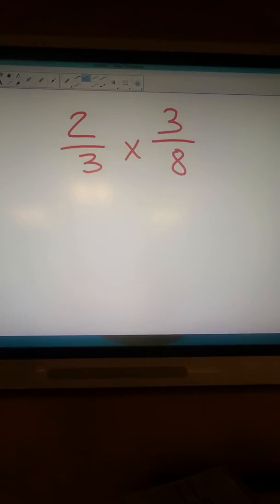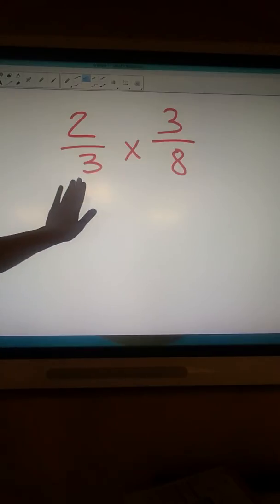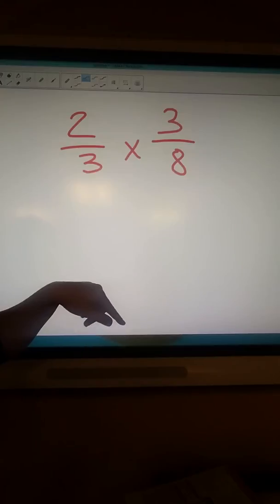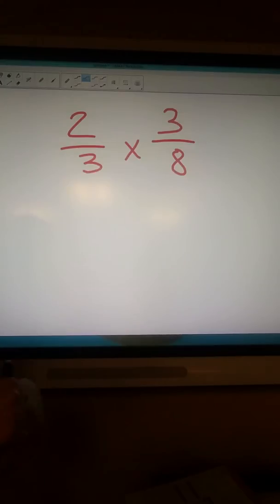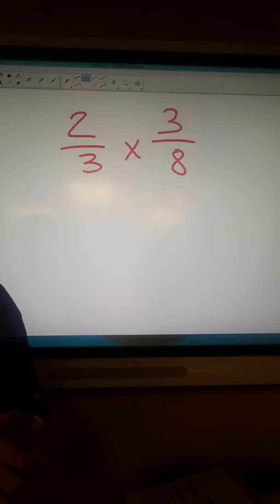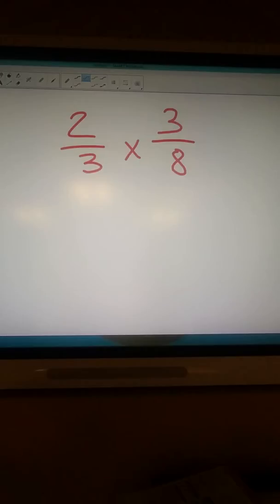So when you're multiplying, it's a little bit different than when we added and subtracted, because when we were adding and subtracting and the numbers at the bottom of the fractions, the denominators, right? If they were different, we had to change them to make them the same, right? So that way it would work to add or subtract them. Well, in multiplying, you don't have to do that.